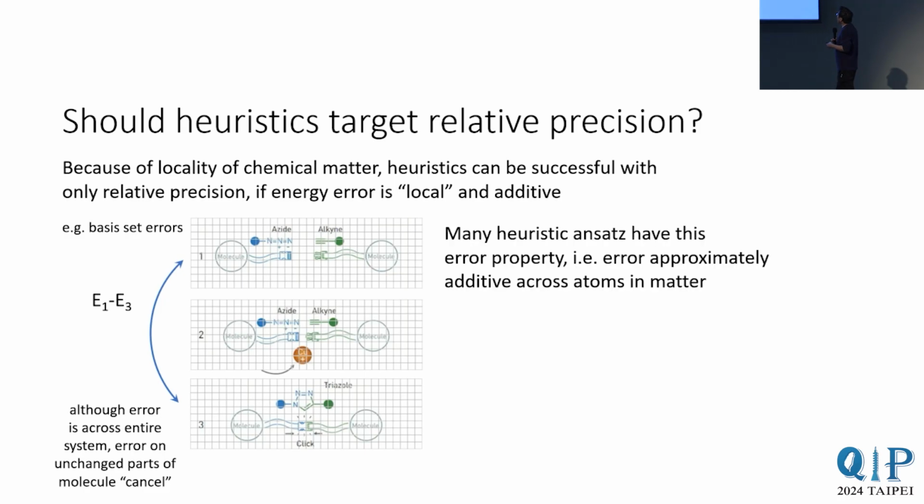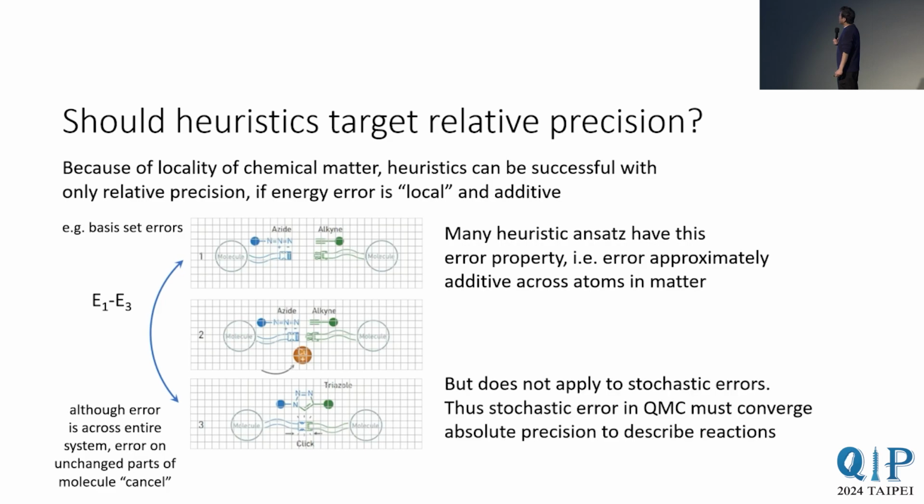So many heuristic ansatzes have this error property. They make a local error in the energy. If you consider mean field, for example, it messes up the description of every atom a little bit, right? And as long as the atoms are not changing in the chemical reaction, that error cancels between two different energies. And so you can think about relative error as the right metric.